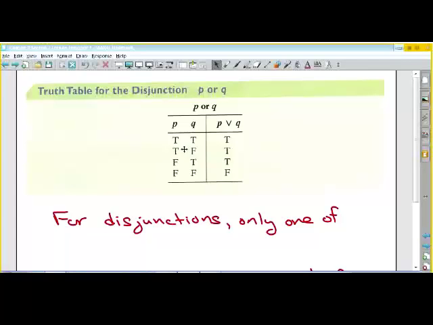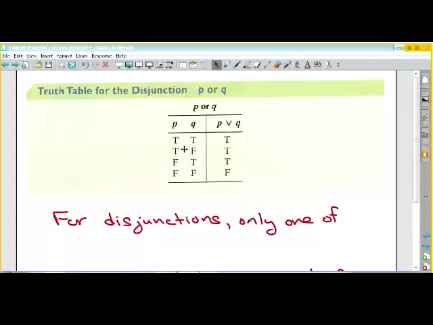But if it's Saturday or I have $20, then I will go to the movies. So you don't have to have both of them true. If it's Saturday, I get to go to the movies. If I have $20, I get to go to the movies. If it's Saturday and I have $20, then I get to go to the movies. The only time I don't get to go to the movies is if it's not Saturday and I don't have $20.